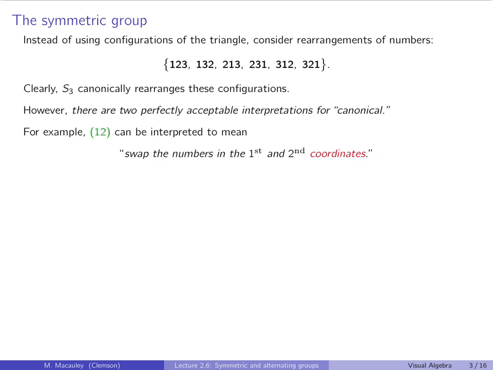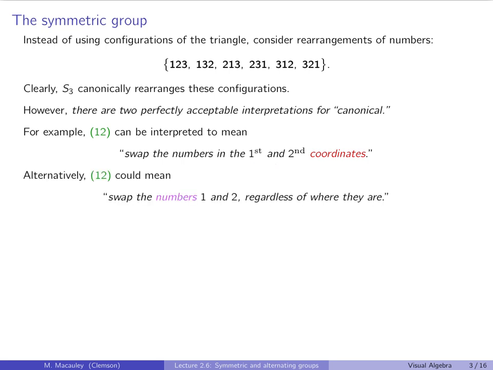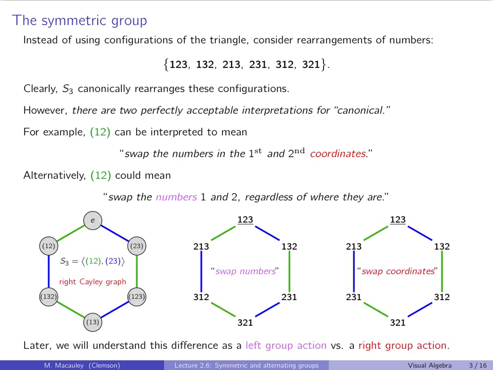For example, (1 2) can be interpreted to mean swap the numbers in the first and second coordinates, no matter what they are. Alternatively, (1 2) could mean swap the numbers 1 and 2 regardless of where they are. I touched upon this a little bit in the previous lecture. Recall that I had a picture just like this. And please watch that lecture if you have not.